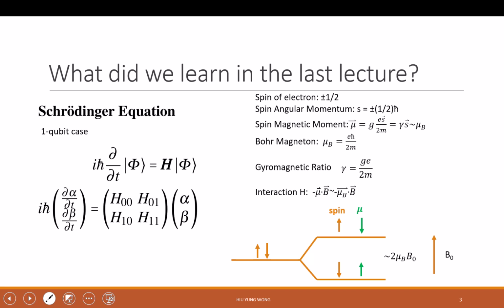So what did we learn in the last lecture? Let's have a review. We talked about the Schroedinger equation. This is the general Schroedinger equation. Again, what it says is that for any state phi, its rate of change is proportional to the Hamiltonian times the state. And that is like the F equals ma in quantum mechanics.